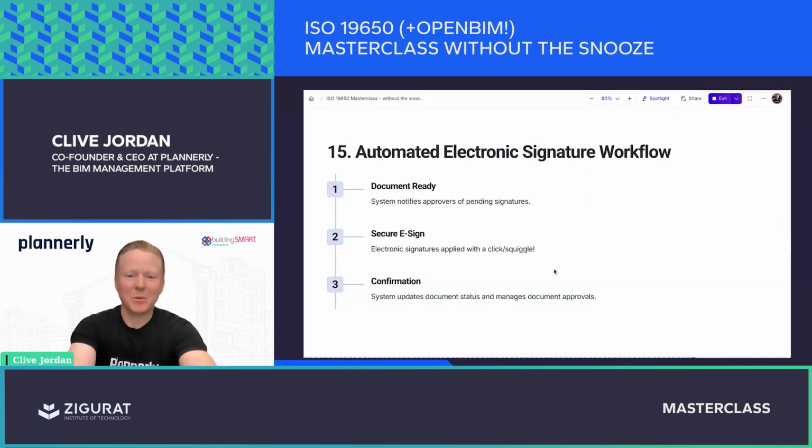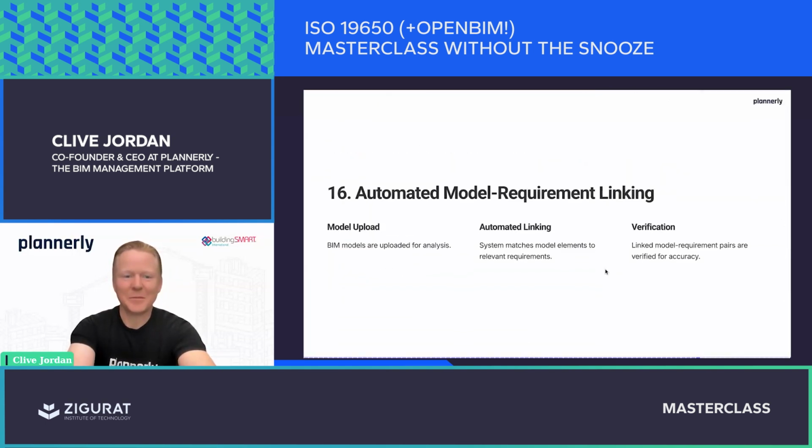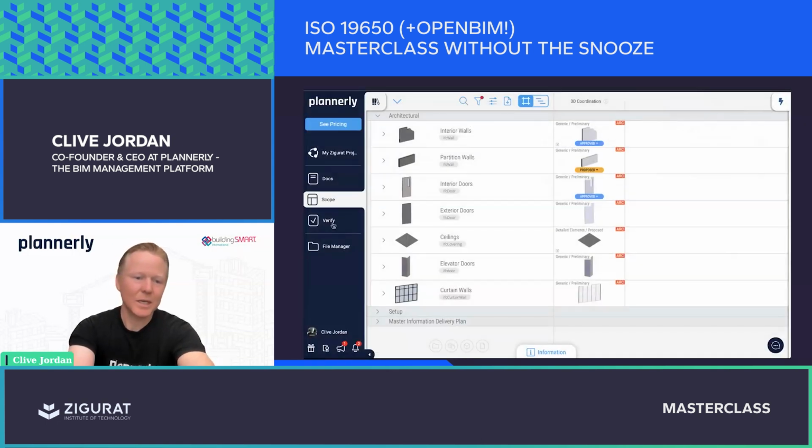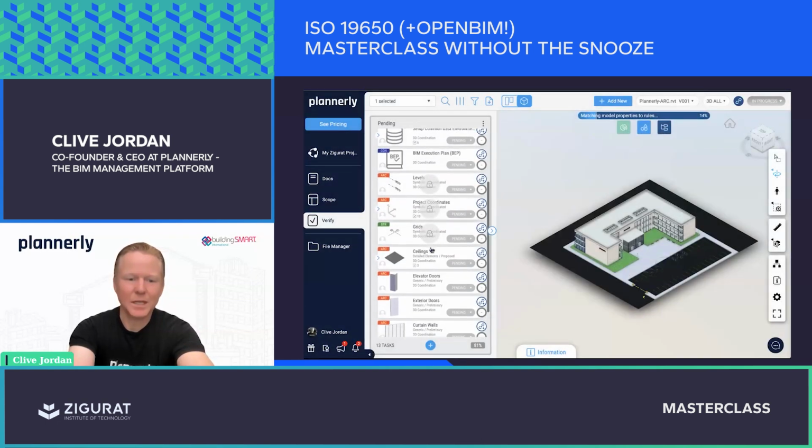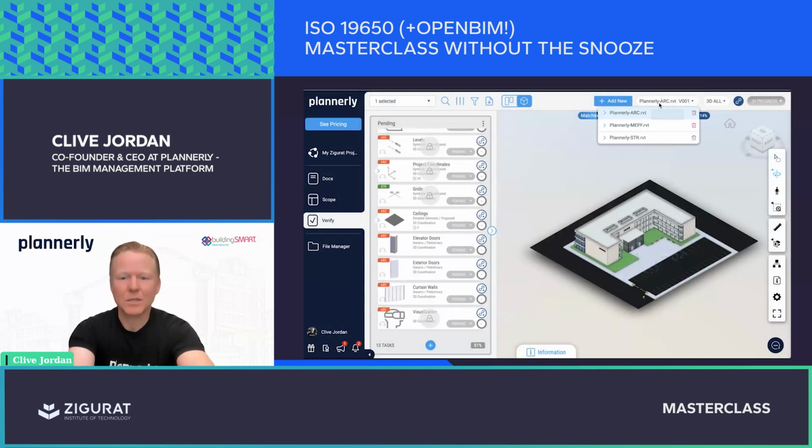I want to get to some more of the fun automation as well. Okay, so model checking. When we start to get to the model checking side of things, we move into the verify module. And this is where we start to say, I have models that have been submitted by teams around the project, whether they're the architect, the MEP, the structural engineer, etc.